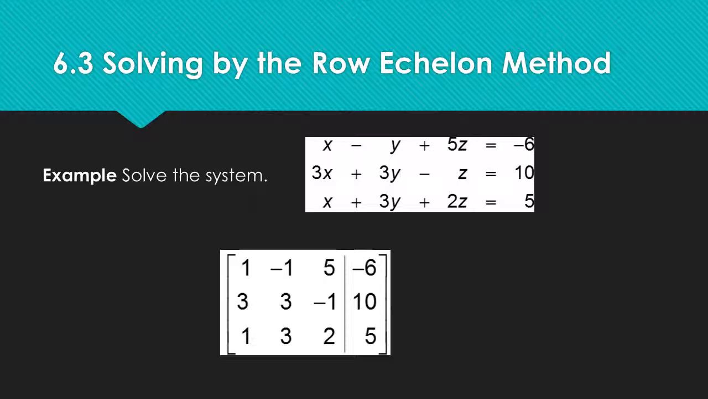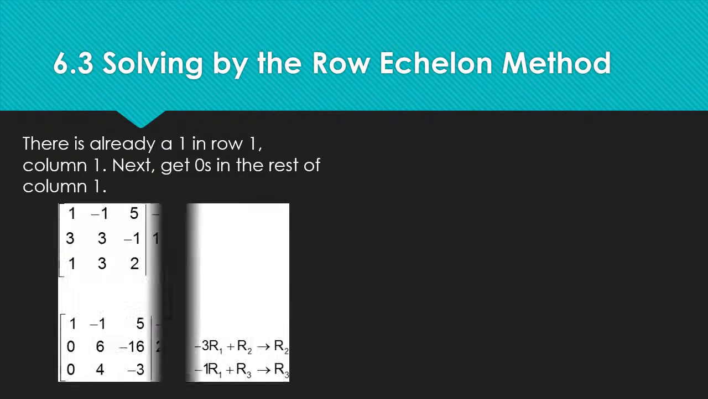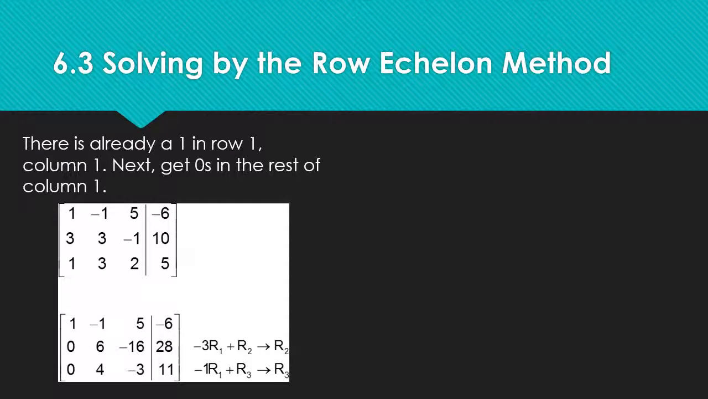And the good news is that the upper left number is already a 1. So we don't need to change our first row, but we do need to change second and third to make each of those equal to 1. In order to do that, we are going to multiply the first row by -3 and add it to the second. And we're going to multiply the first row by -1 and add it to the third. And that results in what you see here.